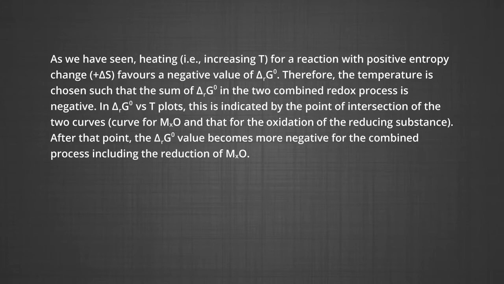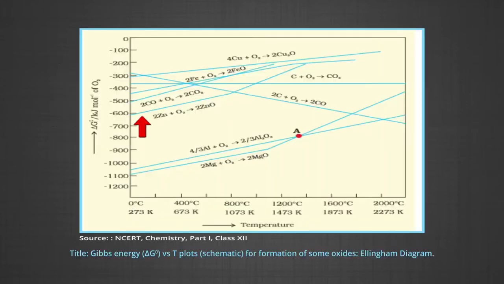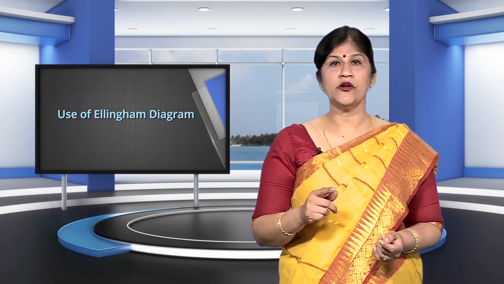In delta G naught formation versus T plots, this is indicated by the point of intersection of the two curves. As you can see in the graph, curve for metal oxide and that for the oxidation of the reducing substance. After that point, the delta G naught formation value becomes more negative for the combined process, including the reduction of metal oxide. The difference in the two delta G naught formation values after that point determines whether reduction of the oxide of the upper line is feasible by the element represented by the lower line. If the difference is large, the reduction is easier.